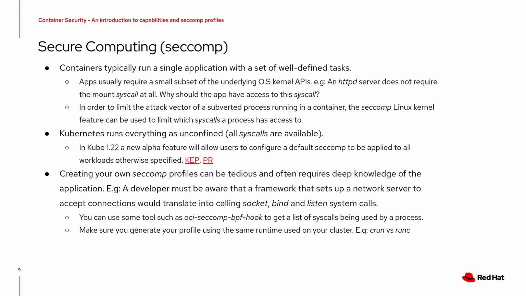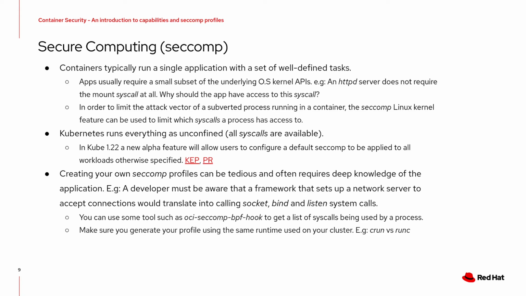In order to limit the attack vector of a subverted process running in a container, the Seccomp Linux kernel feature can be used to limit which syscalls a process has access to. In the previous example, we could say, okay, the HTTPD process can only use this subset of syscalls that I know are required for the HTTPD server to run, and nothing else. By default, Kubernetes runs everything as unconfined, which means that all syscalls are available to the container's processes.